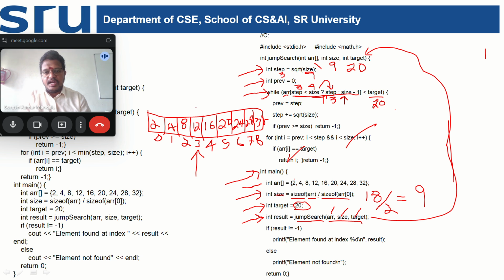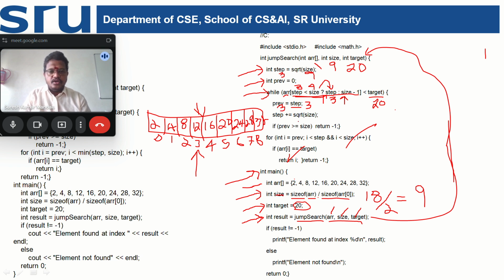What is the value we are having? 12. Then it will start the comparison. 12 is less than the target value? Yes, the condition is true. When the condition is true, what are they doing? The step value, what is it? That is 3. 3 will be stored where? In the previous variable, the value 3 will be stored.